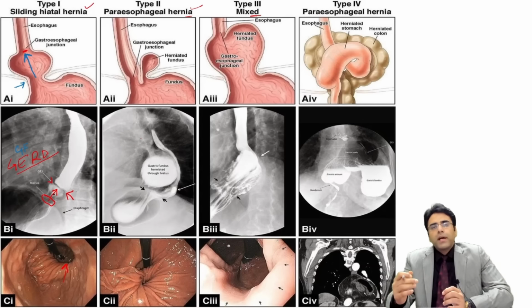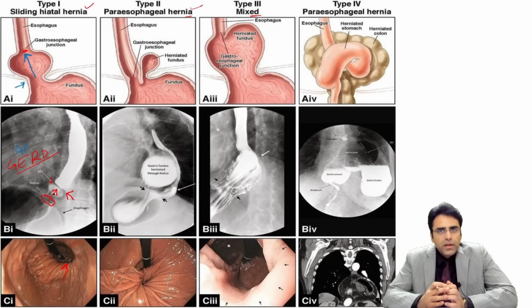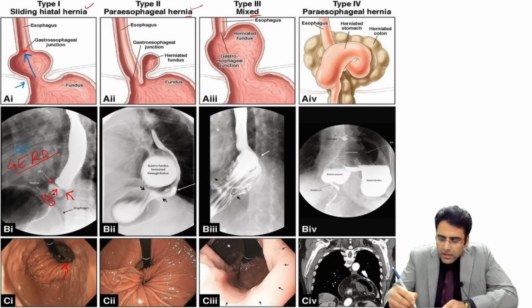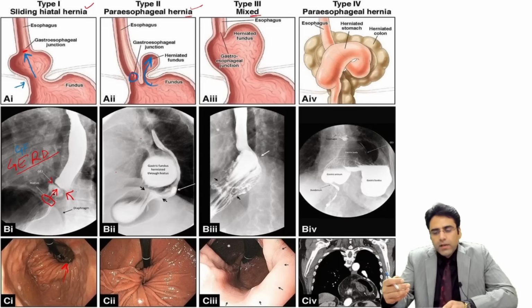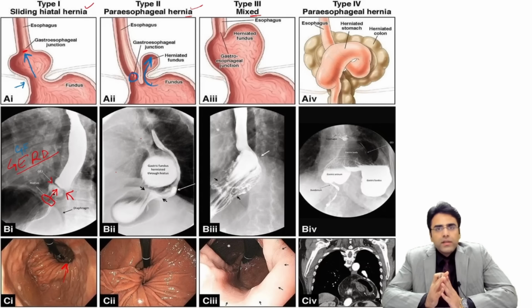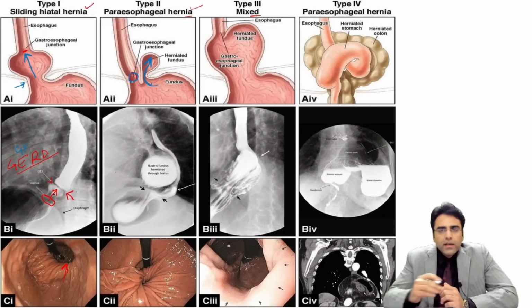In type 2, we have paraesophageal hernia. In this, the gastroesophageal junction lies in its normal location, but there is herniation of what? Herniation of fundus part of the stomach upwards. So this is the normal location of gastroesophageal junction. It is at its normal location, whereas the fundus has moved upwards into the thoracic cavity. So it will cause compression of the esophagus. There can be volvulus at this site, and the patient may have epigastric pain. There can be dysphagia, and there can also be lung compromise.